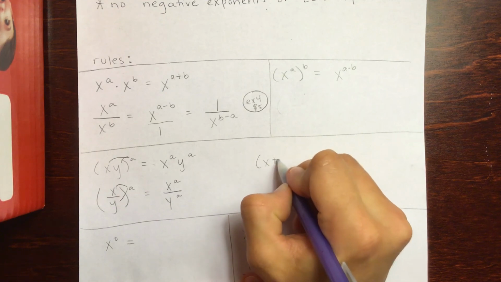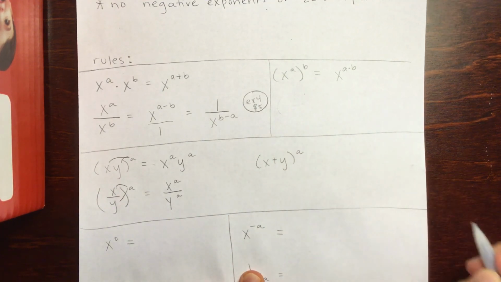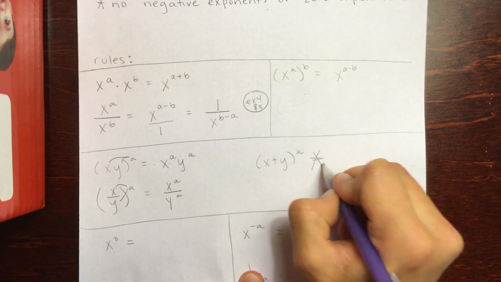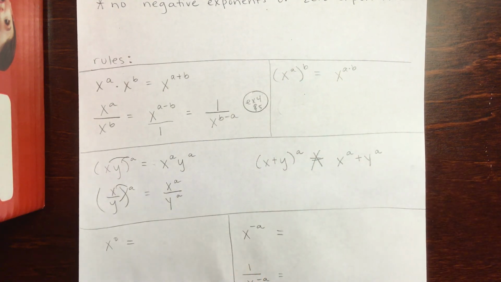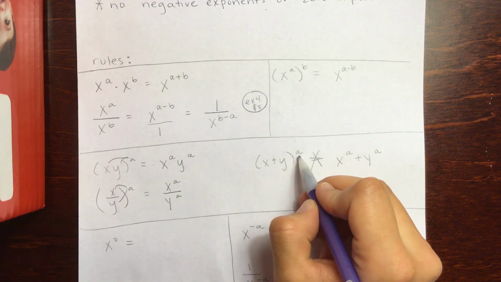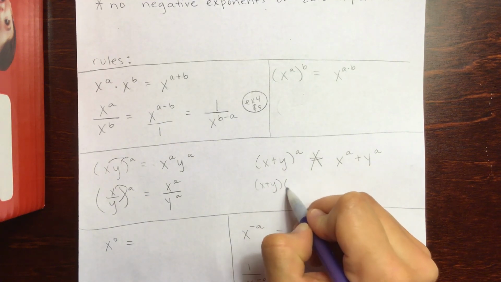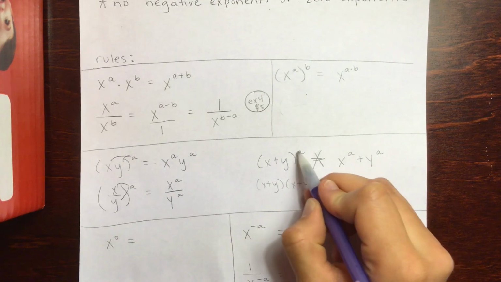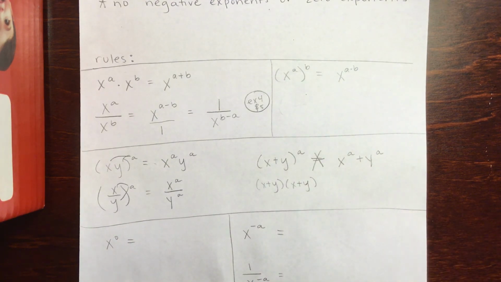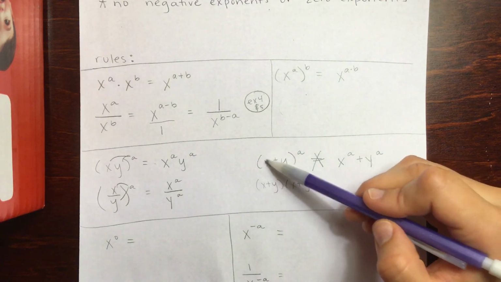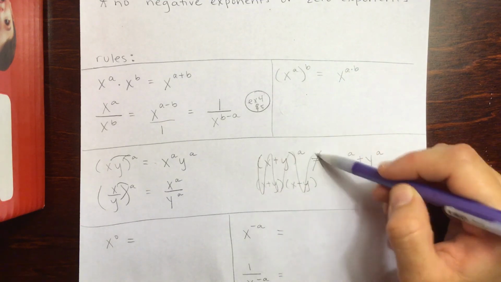If this was x plus y to the a power, you cannot distribute. No, no, no. People try and do that through the entire semester. You cannot do that. It's wrong. Instead, you would have to write this as x plus y times x plus y times x plus y, however many times a is, and FOIL it all out, which is a huge mess. So we're not going to be doing that right now, but note that it will come up later in this semester.